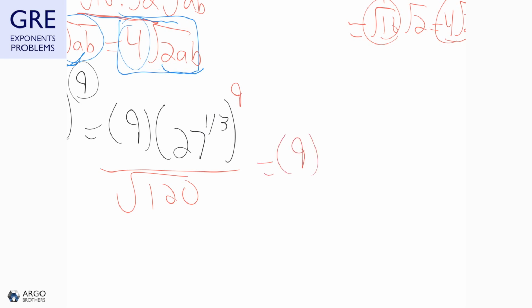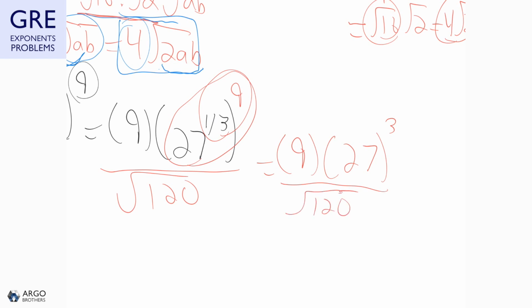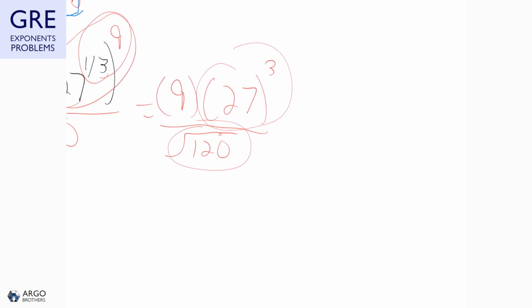So now let's move further. 9 times this guy here. What is 27 to the 1/3 to the 9th power? Well, these two exponents multiply, so 1/3 times 9 is actually 3. So we have 27 cubed, and then over the square root of 120. And as an aside, you should always simplify every term before you start multiplying things out. I don't want to start trying to find out what 27 cubed is before I simplify the square root of 120, because you may get some things that cancel out, and you don't want to miss that opportunity because it saves you work. All right, so we recopy the top, so that becomes 9 times 27 cubed.